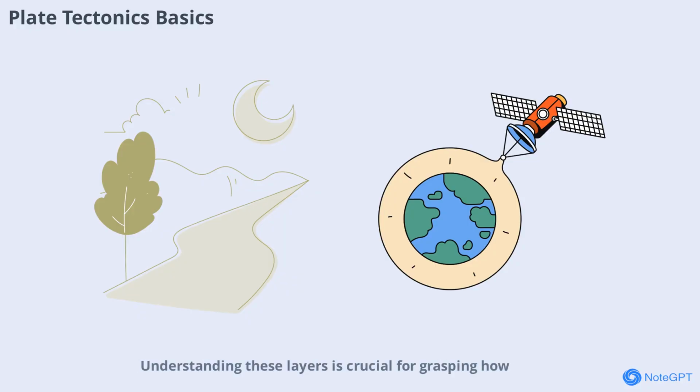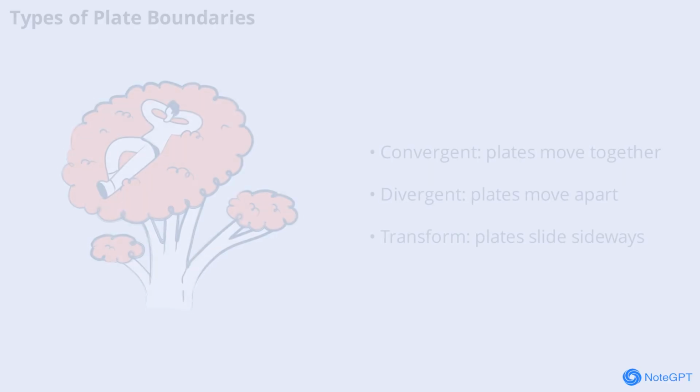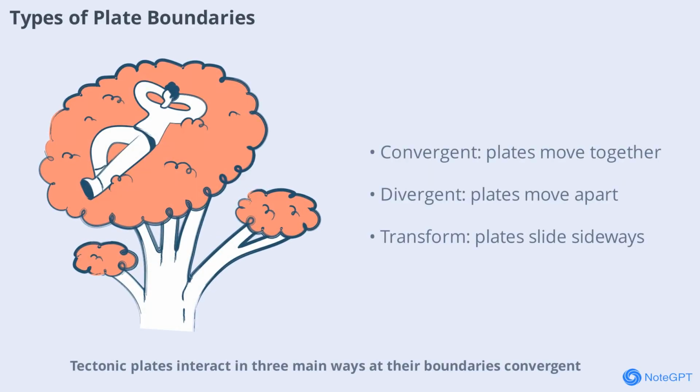Understanding these layers is crucial for grasping how the movement of tectonic plates shapes the ocean floor, creates mountains, and triggers earthquakes and volcanic activity. Tectonic plates interact in three main ways at their boundaries: convergent, divergent, and transform. At convergent boundaries, plates move toward each other, often resulting in one plate being forced beneath another. Divergent boundaries occur where plates move apart, creating new crust as magma rises to fill the gap. Transform boundaries are where plates slide past each other horizontally. Each type of boundary leads to different geological features and events, such as trenches, ridges, earthquakes, and volcanoes. Recognizing these boundaries is key to understanding the dynamic nature of our planet's surface, especially beneath the oceans.